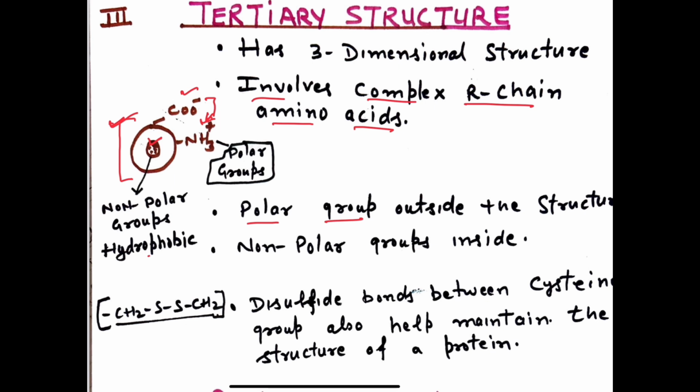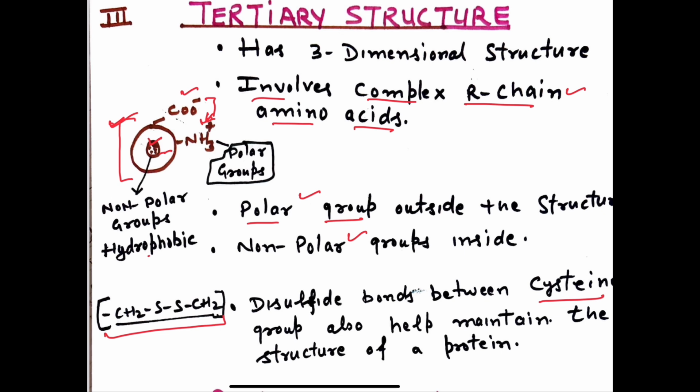So these are the four characteristics of a tertiary structure: that they are three-dimensional, they involve complex R chains, polar groups are outside and non-polar groups are inside. And they do also have a disulfide bond between cysteine groups. So somewhere in between here, there are many cysteine groups that would have this type of connection between them, which helps maintain the structure of the overall protein. That's what disulfide bond is known for. So remember these four properties of tertiary structure.